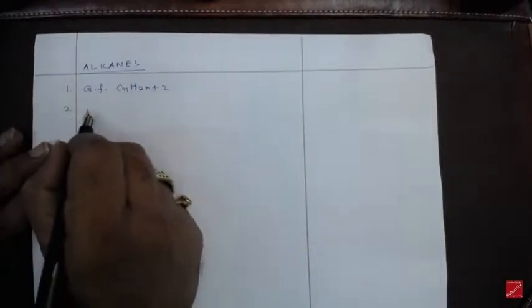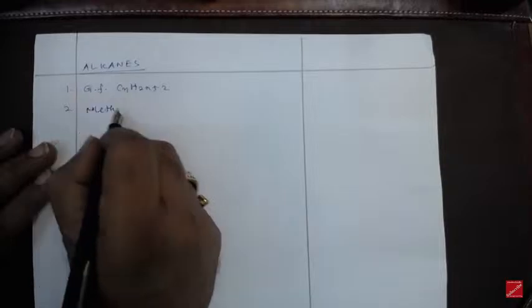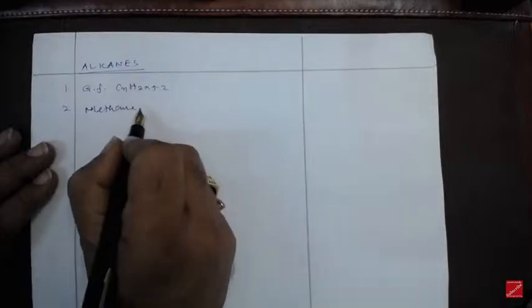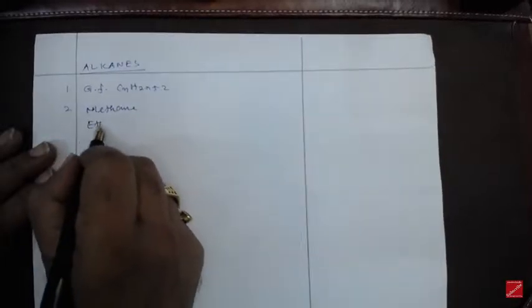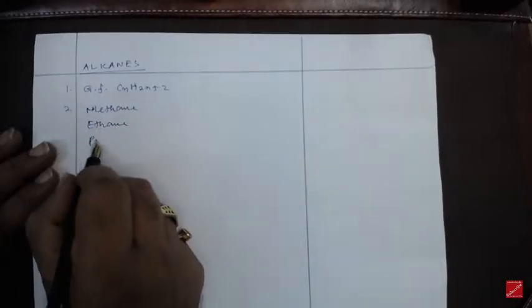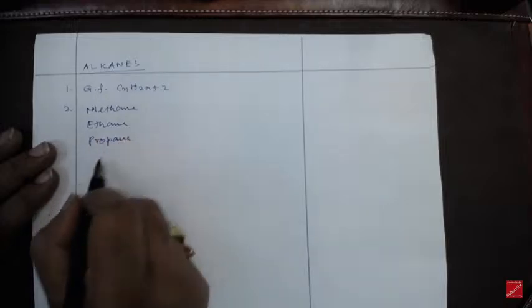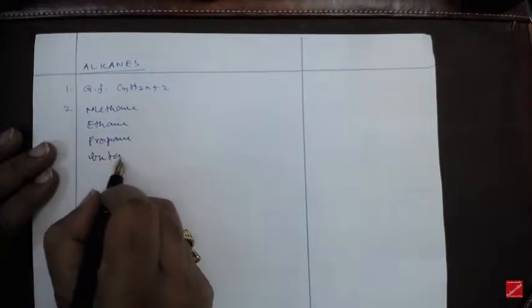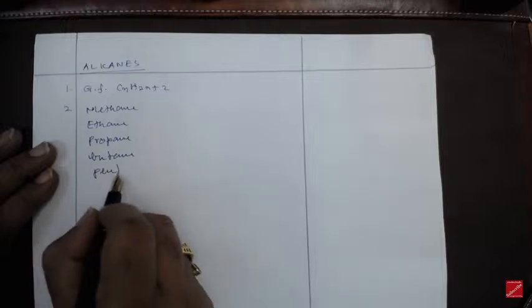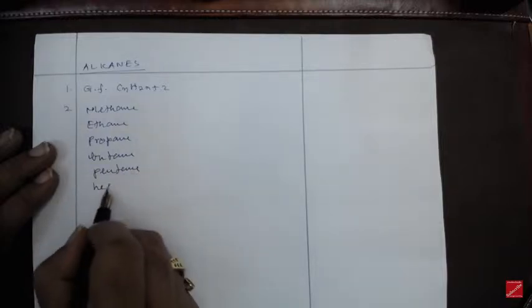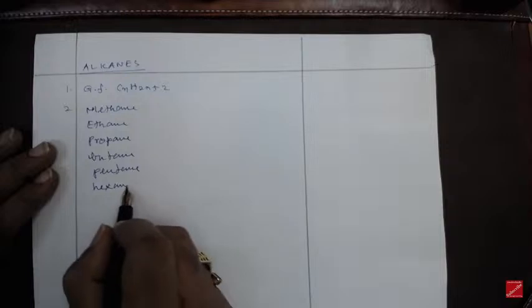They have the general formula CnH2n plus 2. That is the alkanes general formula. You can have the example methane as a first member. So methane, ethane, propane, butane, pentane, hexane. At least you should know up to 6.